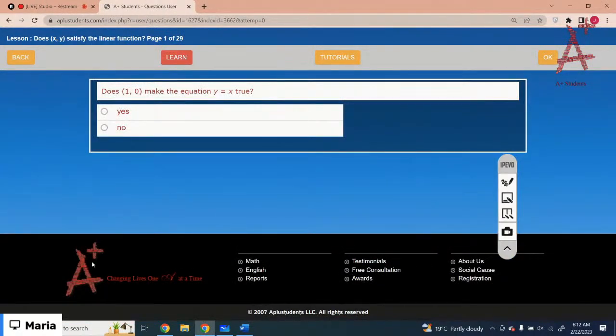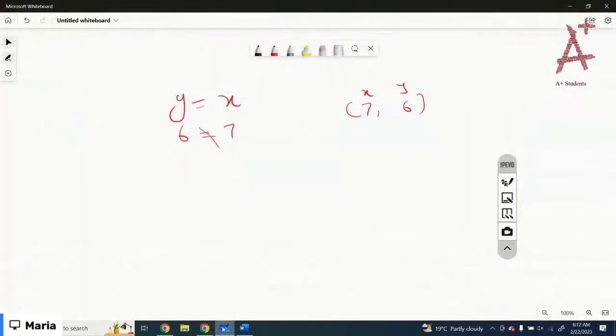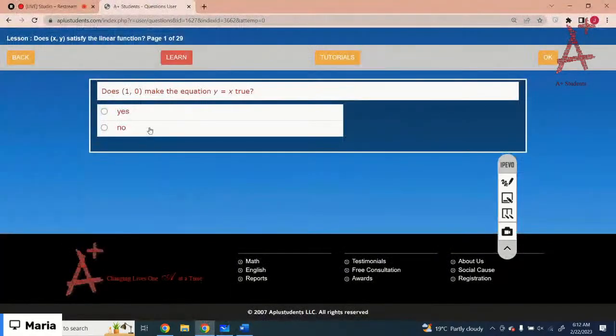Okay, the first one is, does (1, 0) make the equation true? The equation is y equals x. The point is 1 and 0. This is the x value and this is the y value. Just replace the values. y is 0 and x is 1. Are they equal? No. That means the point doesn't satisfy the equation. Got it? So they are not equal. Correct option is no.